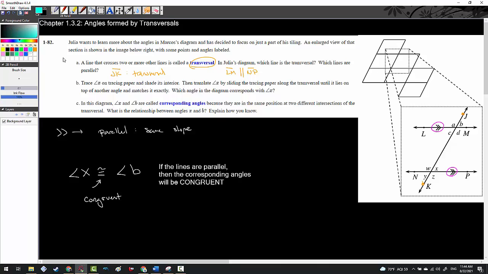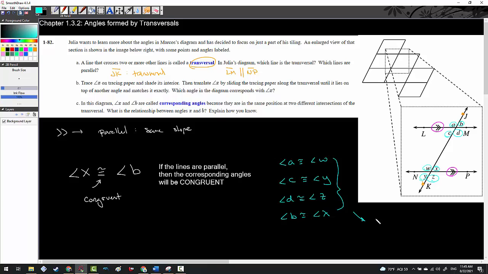Now from here, not only are B and X corresponding, but if you did the patty paper, you would see that C and Y are also corresponding, W and A are also corresponding, and D and Z are corresponding, meaning all of those angles are going to be congruent. So angle A is congruent to angle W. Angle C is congruent to angle Y. Angle D is congruent to angle Z. And angle B is congruent to angle X. We talked about that already. And again, these are all corresponding.